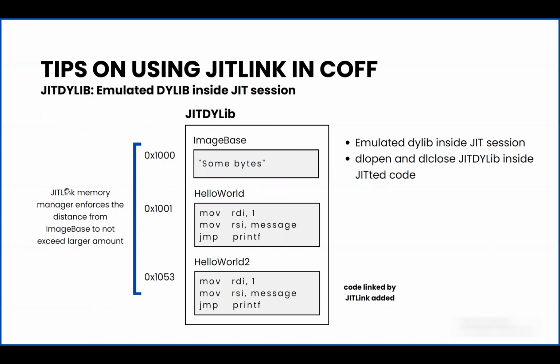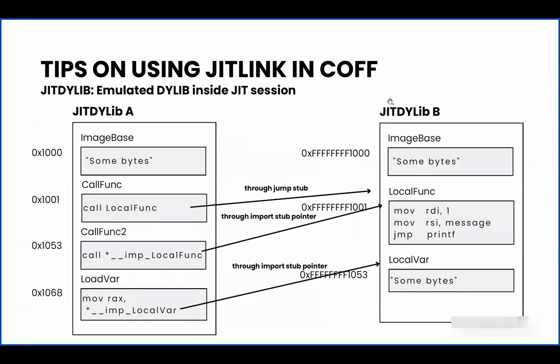If it's inside one JITlink, then the JITlink memory allocator will enforce the distance from the first symbol to other symbols to not exceed the limit, so everything will just work fine. But if you want a cross-JITlink call, then for calling a function, you can just call it in the usual way, with either an internally generated or jump stub, which will handle everything. But for accessing a data symbol, such as a variable inside another shared library, then you have to use something called an import stub. You can do this by adding the DLL import attribute to the function, I mean the variable, or put an imp prefix on the symbol name.